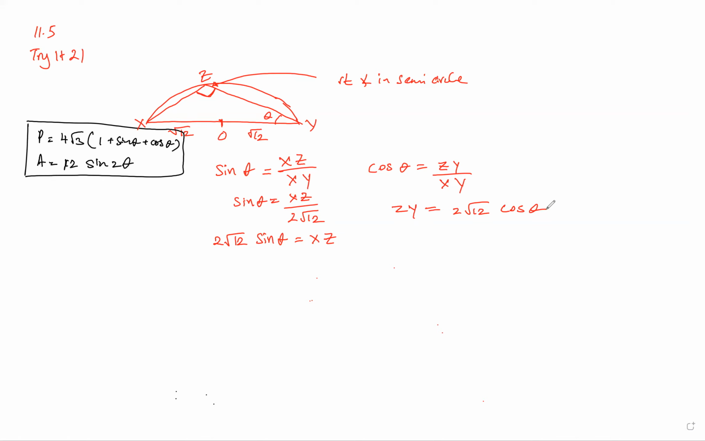Okay, now we need to find the perimeter. Perimeter is basically what? You add everything. So you got 2 square root 12 plus 2 square root 12 sine theta, then you have 2 square root 12 cosine theta. You take out 2 square root 12 from everything. You are left with 1 plus sine theta plus cosine theta.